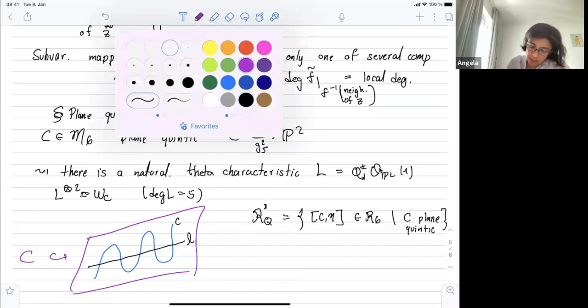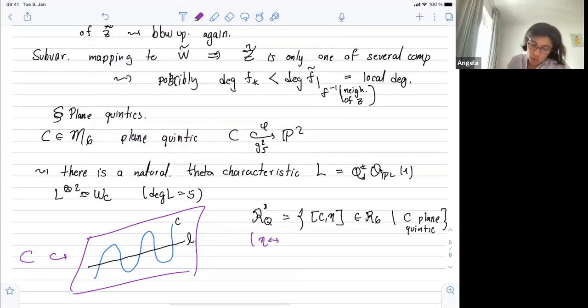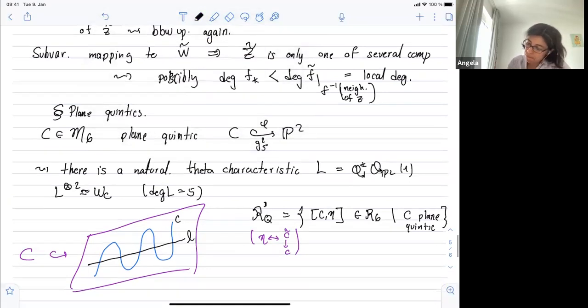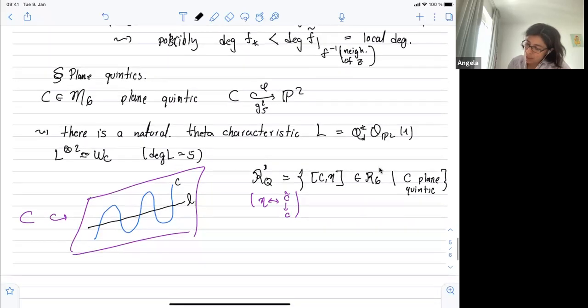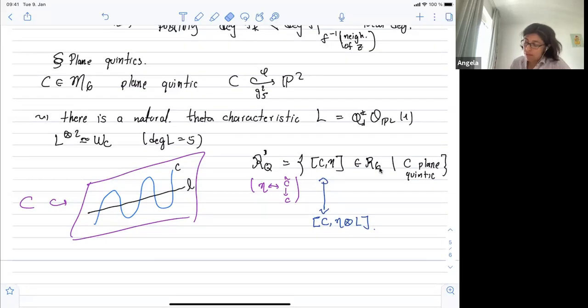So maybe I'm going too fast, but remember that this eta is the two-torsion point associated to the double covering. This one is isomorphic, you can give an isomorphism, by tensoring by L. Since you have a plane quintic, you always have associated this L, this degree 5 theta characteristic, and you can tensor C eta with L. Now the difference is this line bundle lives in Pic^5, so in g minus 1. So you can check the parity of the space of sections.